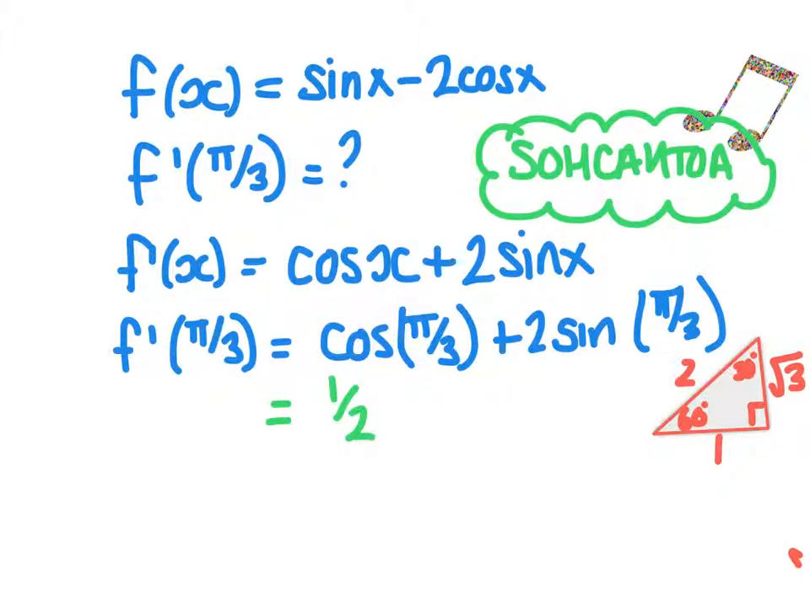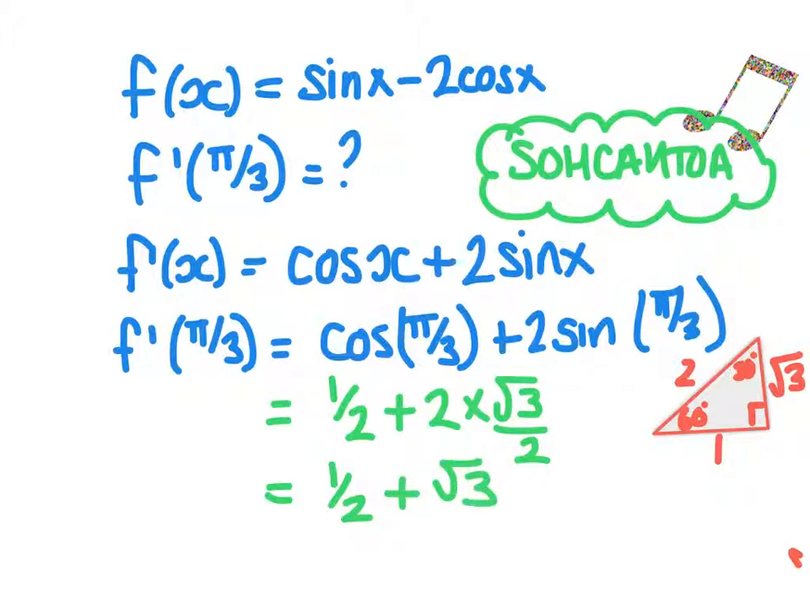And then I've got 2 times the sine of pi over 3. And the sine of 60 is opposite over hypotenuse. Opposite is square root of 3, and hypotenuse is 2. So it's 2 times square root of 3 over 2. These 2's are going to cancel out, so I have 1/2 plus square root of 3.